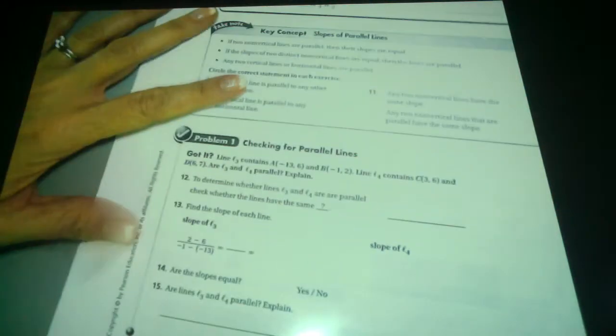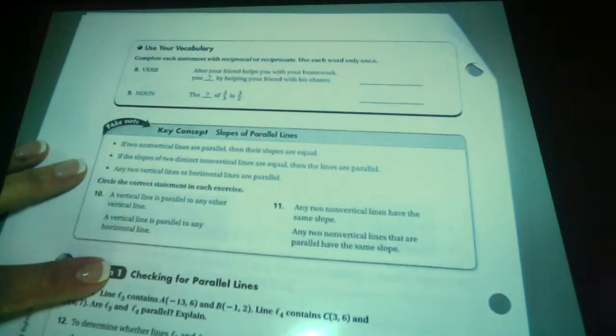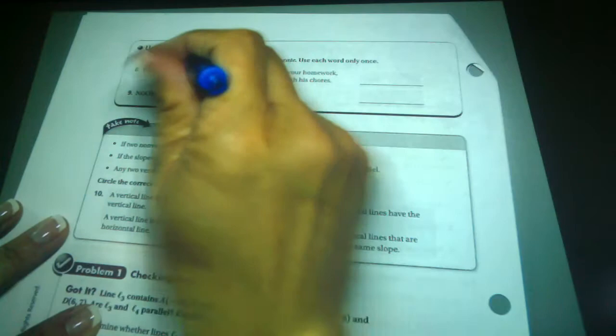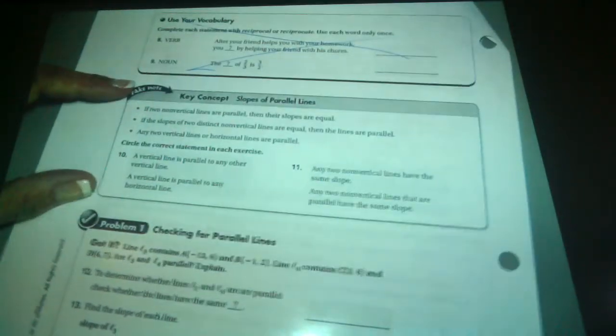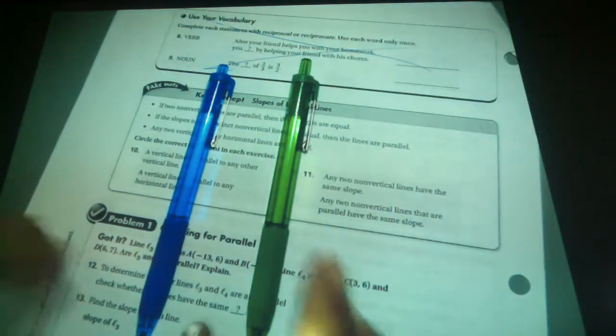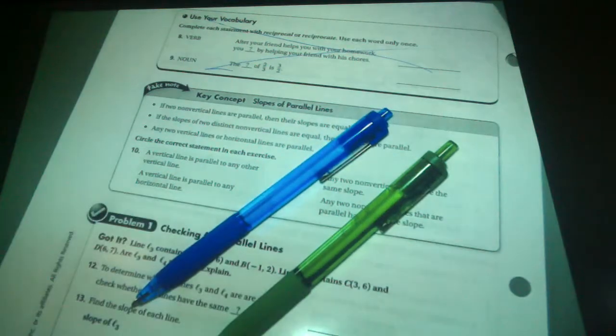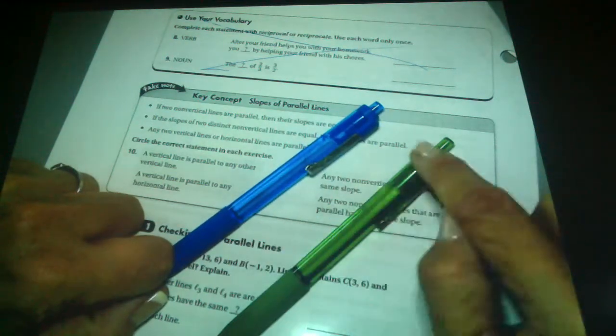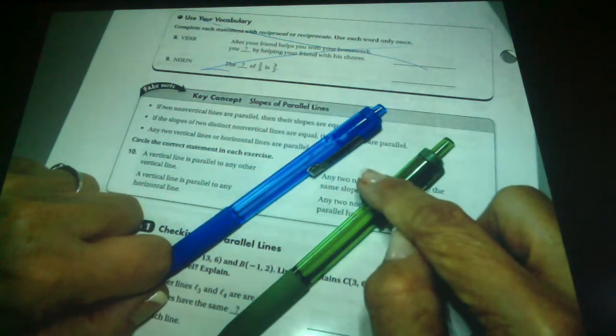All right, so let's look at the problems for today. I really don't care if you complete this top part, to be honest. All right, so let's look at our key concepts. If two non-vertical lines are parallel, so vertical means that they would look like this. So if they're non-vertical and they're parallel, they might look like that, then their slopes are equal. Aren't these going in the same direction, and aren't they at the same inclination, the same angle, if you will, to the x-axis? And so their slopes are equal.